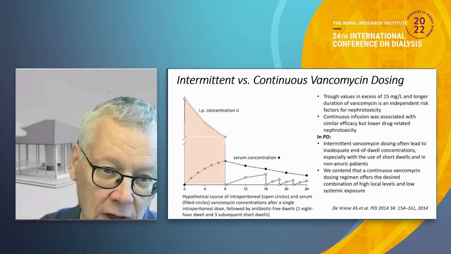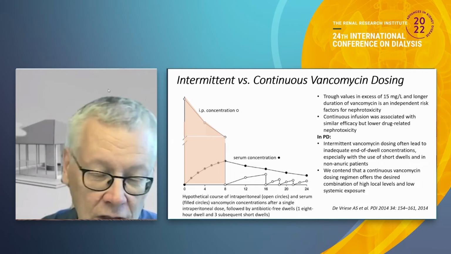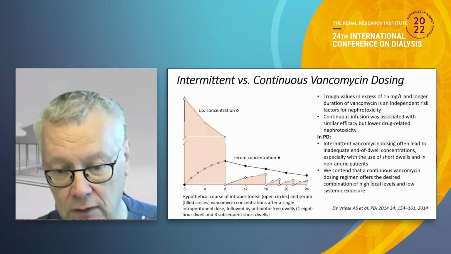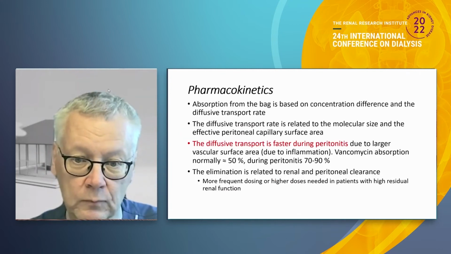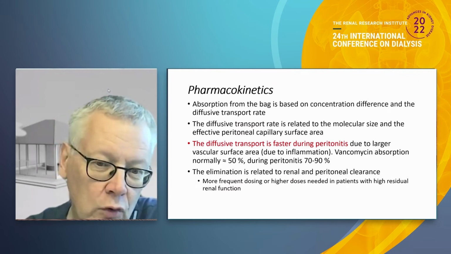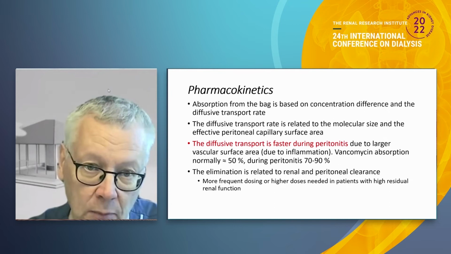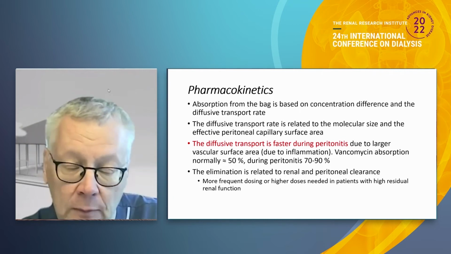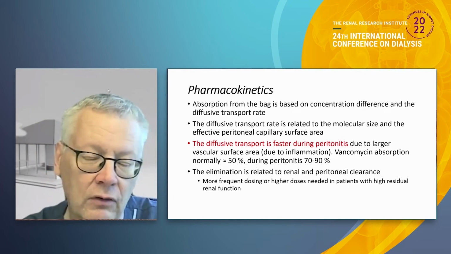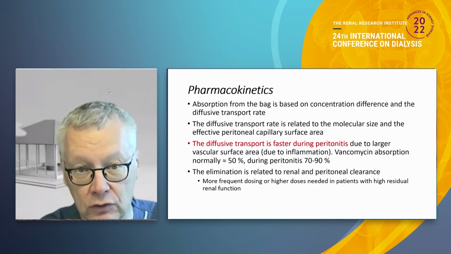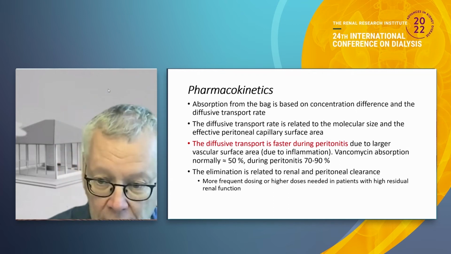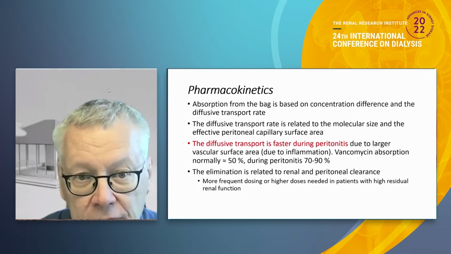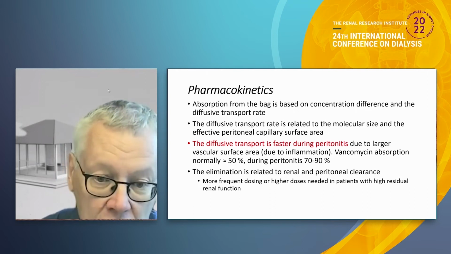This is just showing what happens when you give intraperitoneal vancomycin. You get a very high concentration initially and a build-up in plasma. Then later it diffuses back, and you get concentrations in the dialysate. We should also know, when you look at pharmacokinetic data about absorption of antibiotics, that diffusive transport is faster during peritonitis, so you get a faster absorption. For vancomycin it's around 70 to 90% because you have a larger vascular surface area of the peritoneal membrane. That also means that you have a fast transport into the dialysate in the exchanges in between.